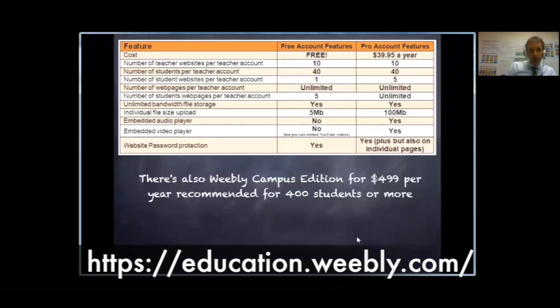The other limitations are that the teacher gets an unlimited number of pages. So you get 10 websites and each website has an unlimited number of pages, but the student only gets 1 and they only get 5 pages. So if it was going to be a portfolio, you would have to be pretty limiting on what you would include on that. The pages can be as long as they want. You can scroll down forever, but students just can't have multiple pages.